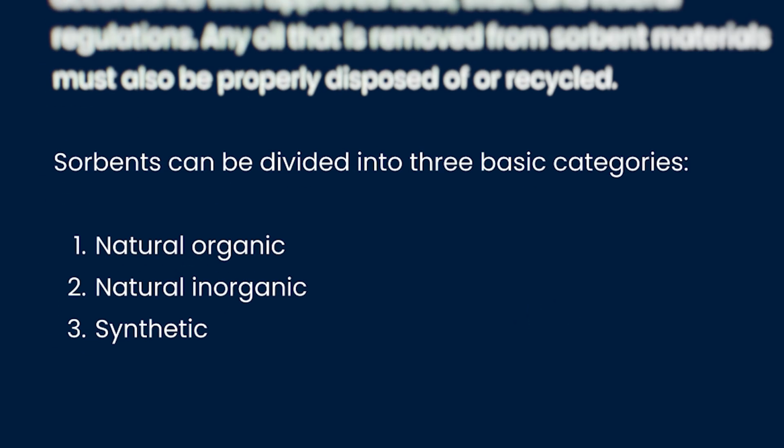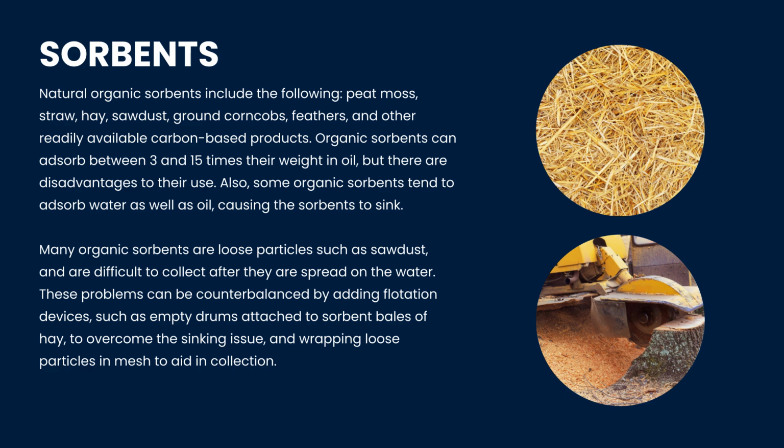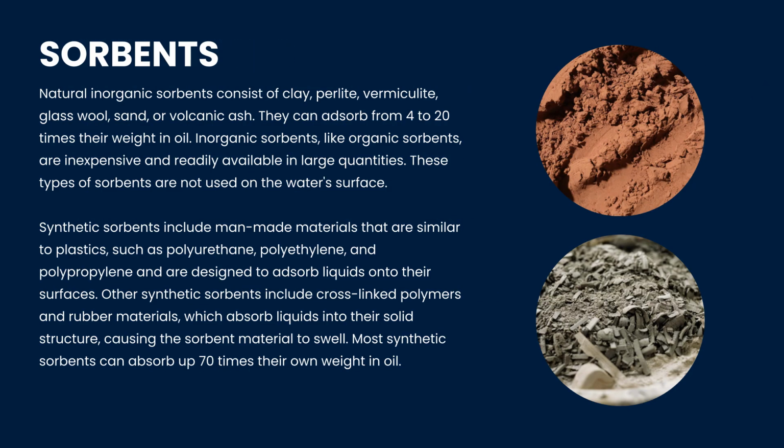There are 3 main types of sorbents: natural organic materials, natural inorganic materials, and synthetic materials. Each type has different absorption capacities, costs, and handling requirements. Natural organic sorbents include materials like straw, sawdust, and peat moss. While they are readily available and effective, they can absorb water as well as oil and may sink, making recovery more difficult. Natural inorganic sorbents include materials such as clay and volcanic ash, which are inexpensive but not suitable for use on water surfaces.